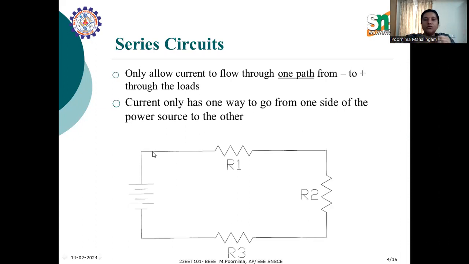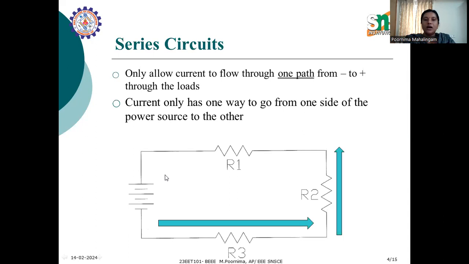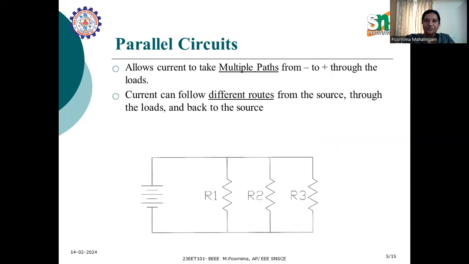Now we are going to discuss series circuits. A series circuit allows current to flow through only one path, from negative to positive through the load. Here the current flows through R3, R2, R1. The current has only one way to go from one side of the power source to the other side. This circuit is known as a series circuit.